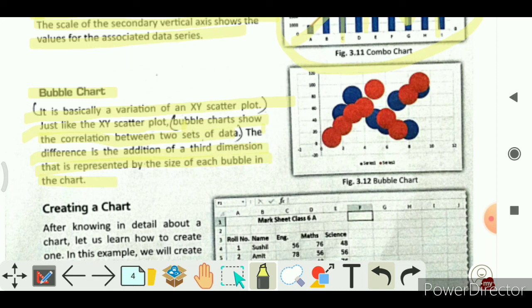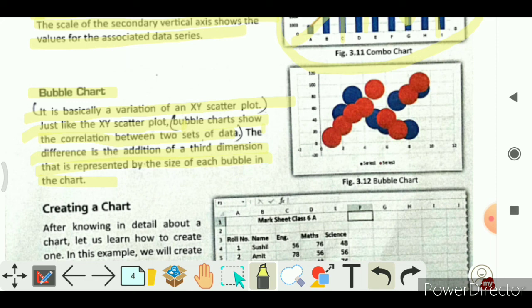So it is just like the XY scatter chart. This is a variation of the XY scatter chart, and it has the variation that the dot sizes are different, and we can use the size for representing any third dimension, any third property, and this is used to show the correlation between the two sets of data. So this is the bubble chart. These are the properties of the bubble chart.